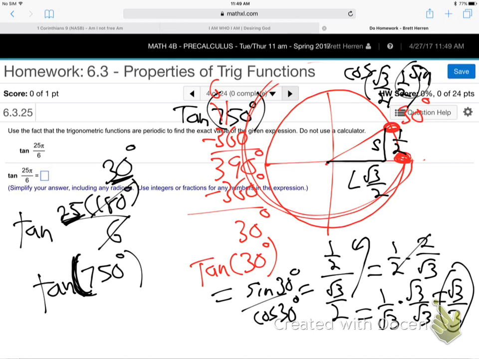Are we good with all that? So, big old angle, put in the 180, found 750. Subtracted out two 360s, it's tangent 30. Drew my unit circle. Found the tangent of 30. Feel like you'll be able to do that next Thursday? All right.